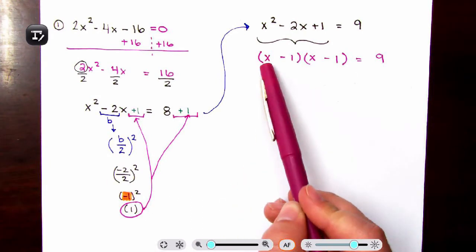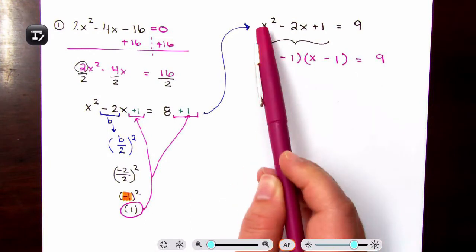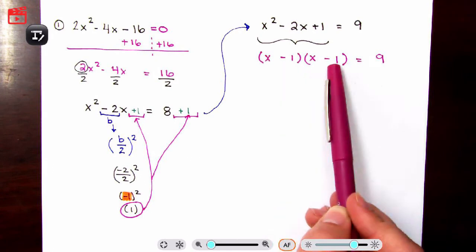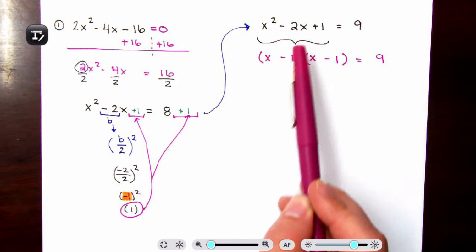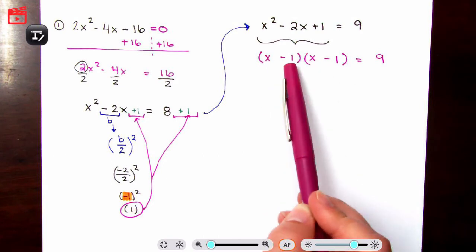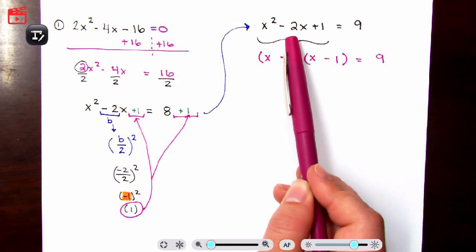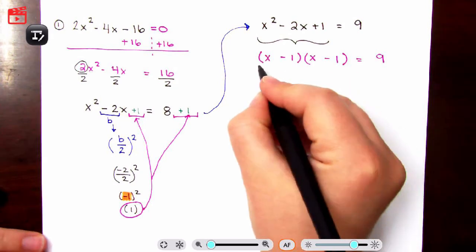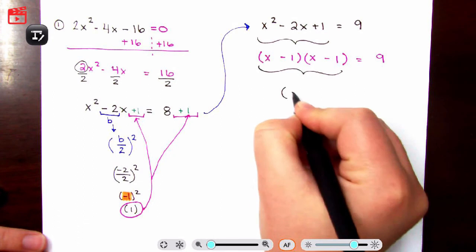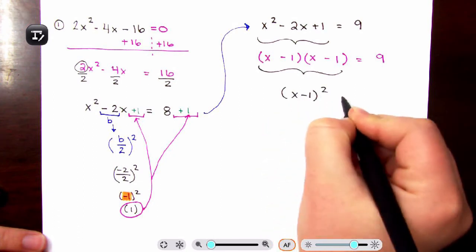So x times x is x squared. -1 times -1 is a +1. But then I have x times -1, which is a -1, and x times -1, which is a -1, which gives us a total of a -2x here. Step number 8 says rewrite the trinomial factors as a factored square. So I'm going to rewrite these factors as x minus 1 squared, still equal to 9.